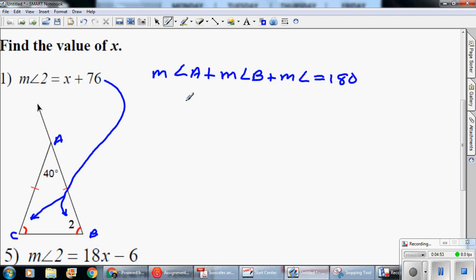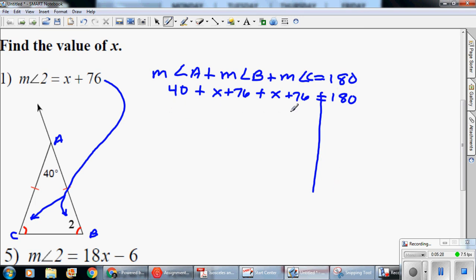Now substitute the values. What is the measurement of angle A? Angle A is 40, plus the measurement of angle B. Angle B is x plus 76, plus the measurement of angle C. Angle C is x plus 76, and that should be equal to 180. Once you have the equation, solve for it, and that's your answer.